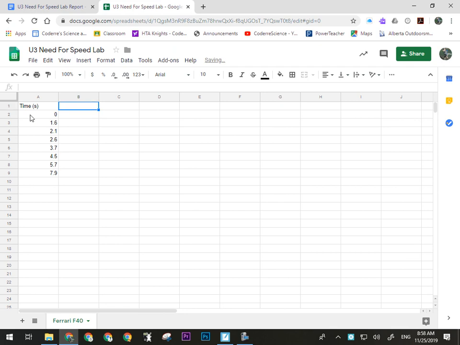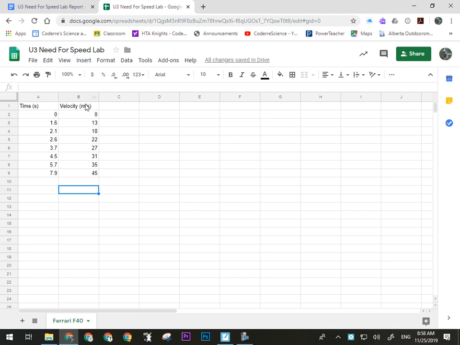And then this will be the velocity, in meters per second. 0, and then 13, 18, 22, 27, 31, 35, and 45. So then I can build my graph for the Ferrari from that.